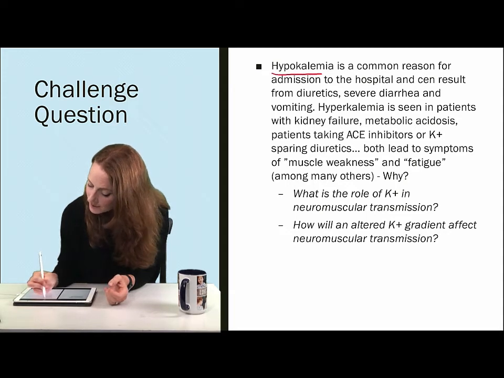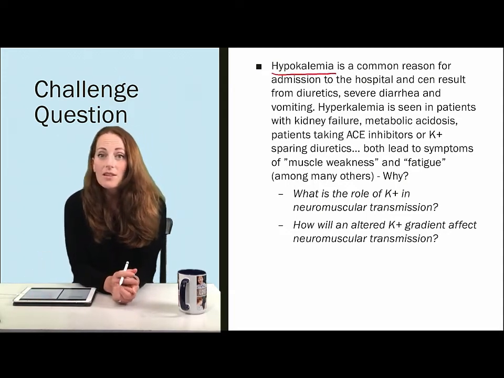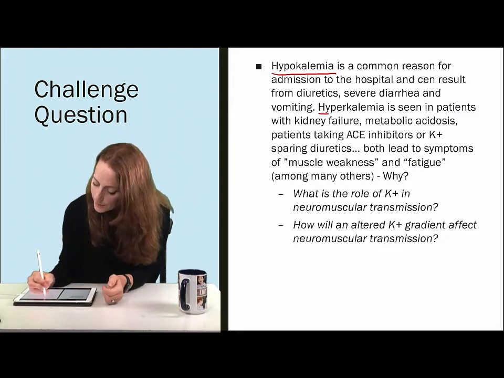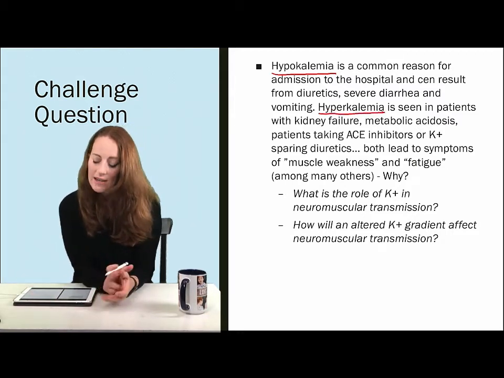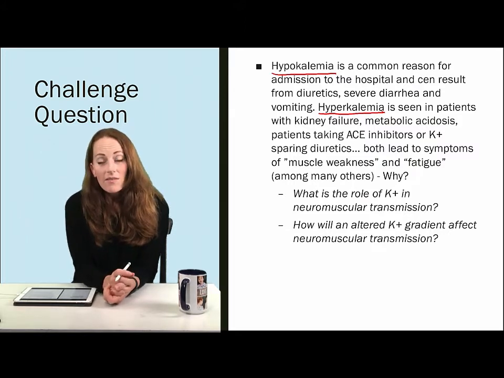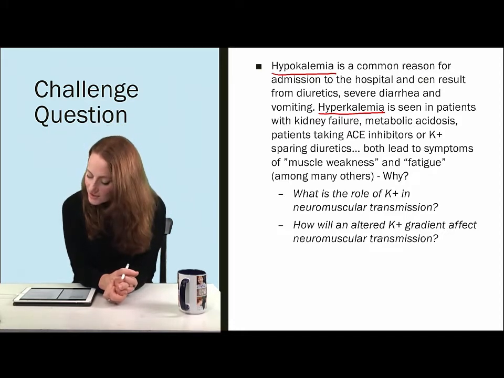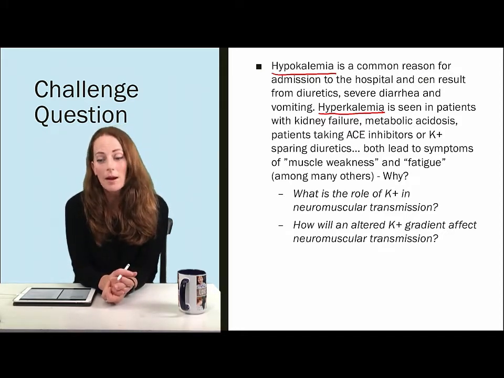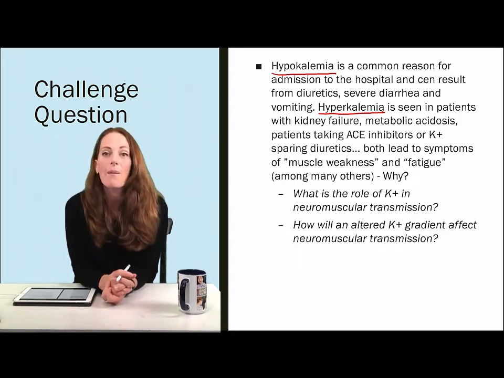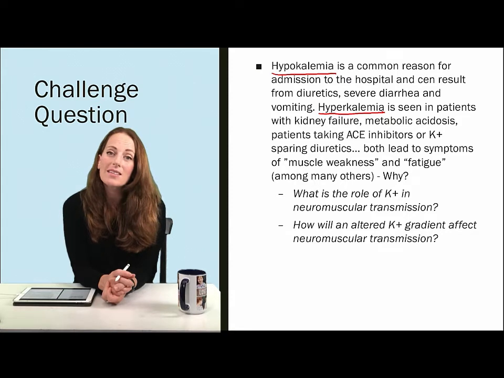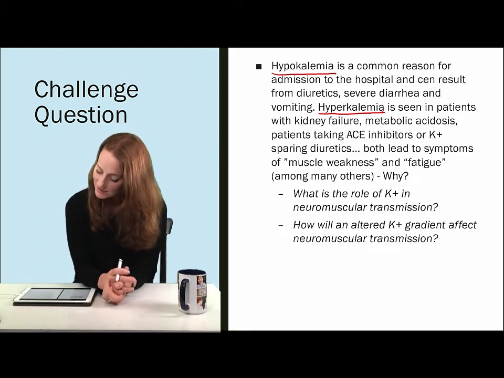So hypokalemia, or low potassium, is a common reason for hospital admission. It can result from diuretics, severe diarrhea, vomiting, and other conditions. Hyperkalemia, or high potassium in the blood, is seen in patients with kidney failure, particularly elderly patients, patients with metabolic acidosis, patients taking ACE inhibitors or potassium-sparing diuretics. Both, however, hypokalemia and hyperkalemia can lead to dysfunction of the muscle or muscle weakness and fatigue.